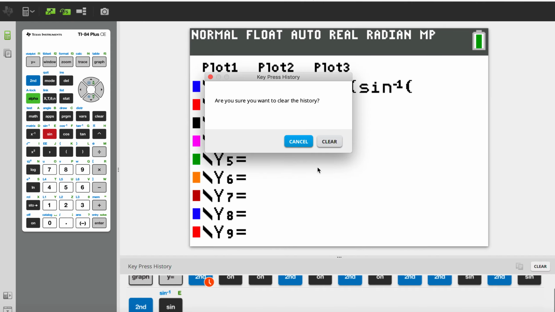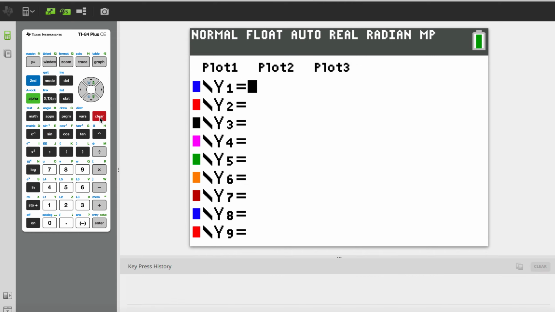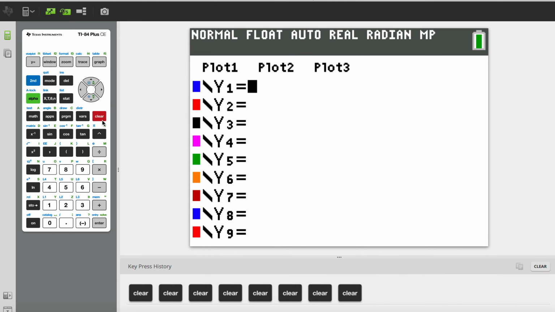And to clear, you just have to use this clear button here. This will be your friend, which you use to delete your equations and so on and so forth. Now, a calculator can be fairly complex because it is so functional.